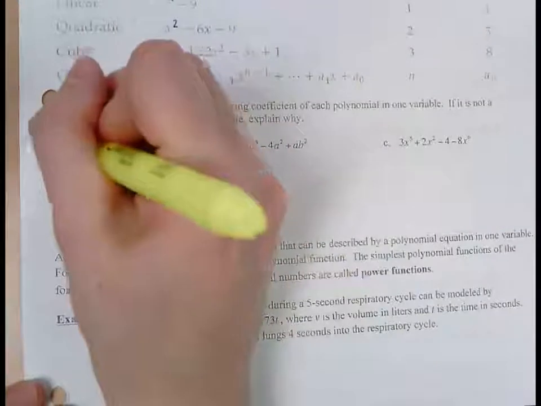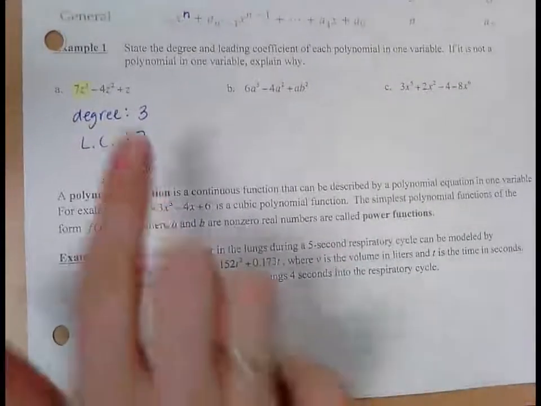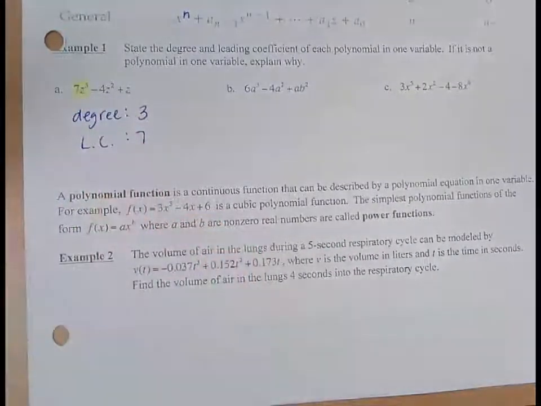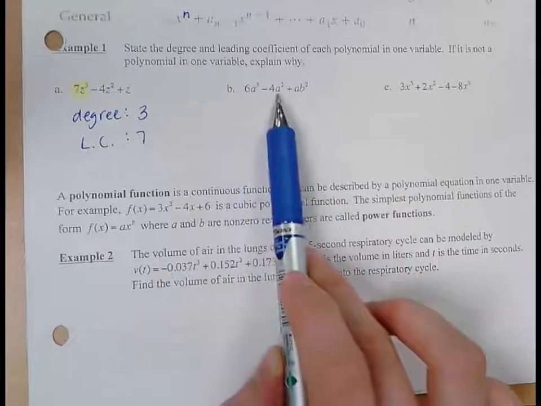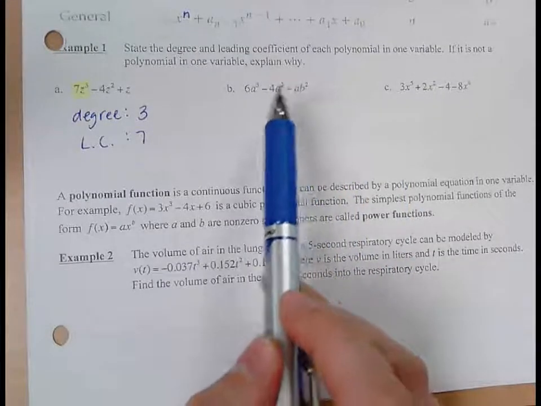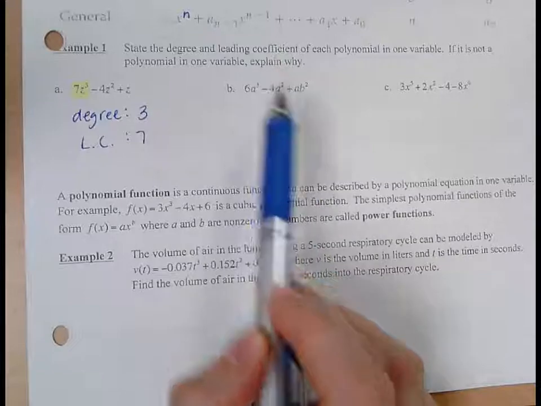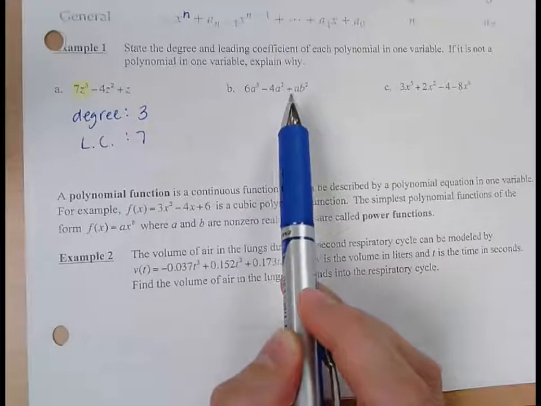So this happens to be in standard form. The powers of z are decreasing. So we are looking at that first term, but this is the term where you're finding your degree and your leading coefficient. Okay, so then for B, we have 6a cubed minus 4a squared plus ab squared. So this one, it is a polynomial. However, it's not a polynomial in one variable because we have two variables, a and b.